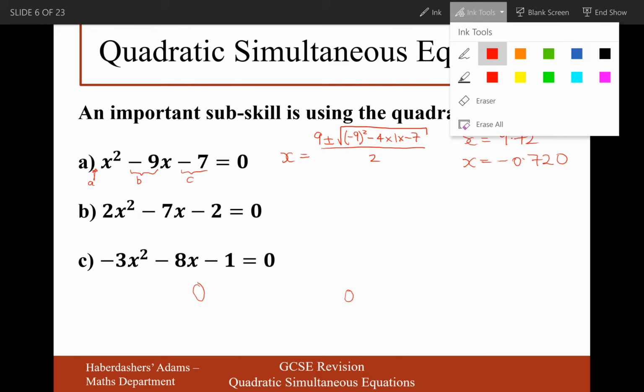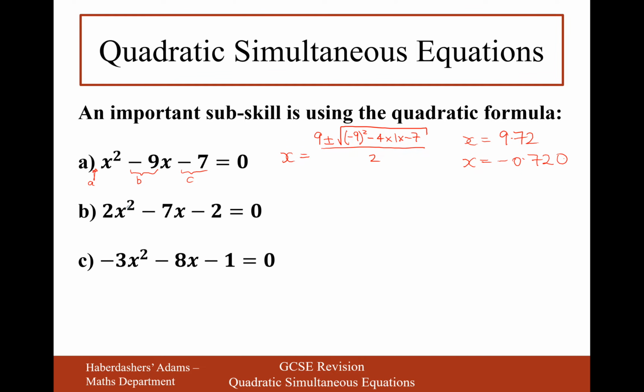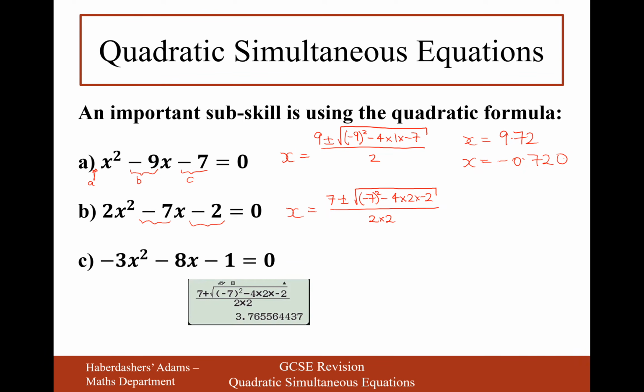Okay, moving on to the next one. Let's just rub that little mark out. Okay, good. So 2x squared minus 7x minus 2. Again, using the quadratic formula, b is a minus 7 value here, so it's going to be 7 plus or minus the square root of minus 7 squared, that will go in brackets, minus 4 times a times c. C is the value minus 2. All over 2a, that would be 2 times 2. So type that into your calculator and you get 3.77 to 3 significant figures.